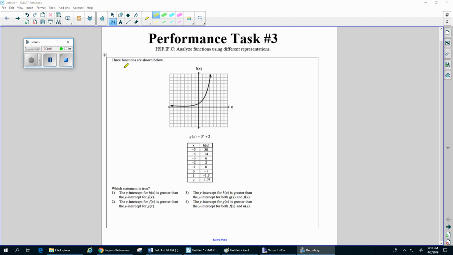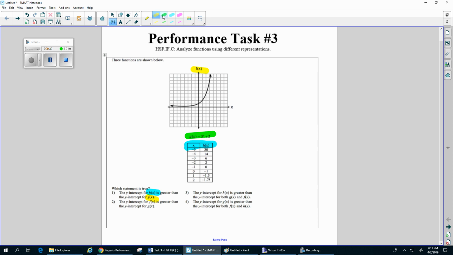Performance task 3. It gives us three functions, f of x, g of x, and h of x. If we read the question, they want us to compare the three functions. It's asking which statement is true. The first one says that the y-intercept for h of x, which is actually our table, is greater than the y-intercept for f of x. So we're going to need to compare those.